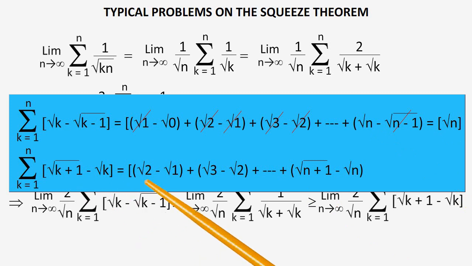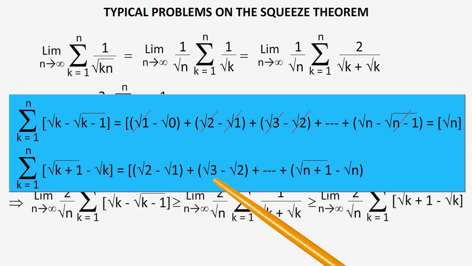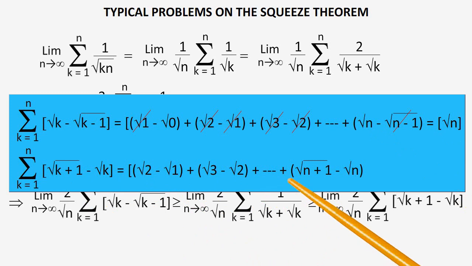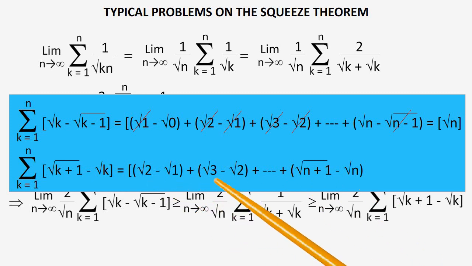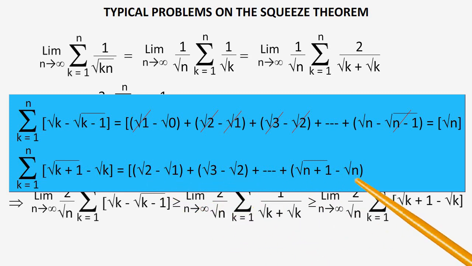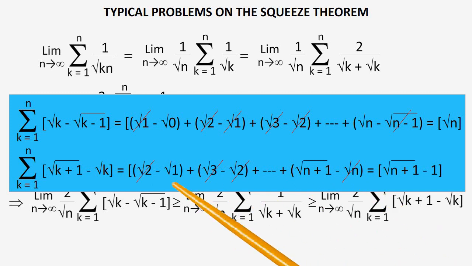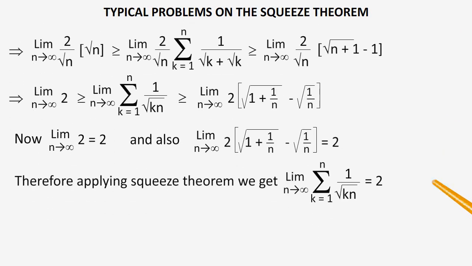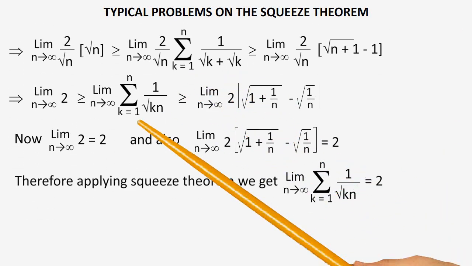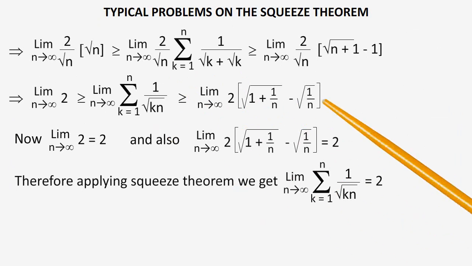The sum of this series is root 2 minus root 1 plus root 3 minus root 2 and so on, the last term being root n plus 1 minus root n. Here also the first term of each pair cancels out with the second term of the next pair. Only the second term of the first pair, which is nothing but 1, and the first term of the last pair, that is root n plus 1, do not cancel out. So the sum of the series is root n plus 1 minus 1. Now this thing and this expression over here are the same. Now we simplify and get this without any further trouble.